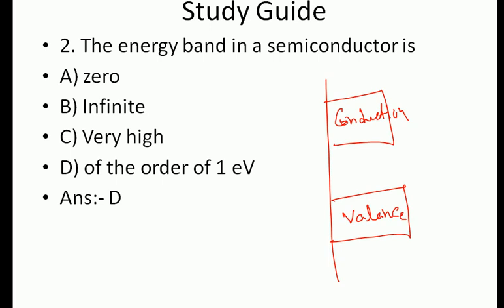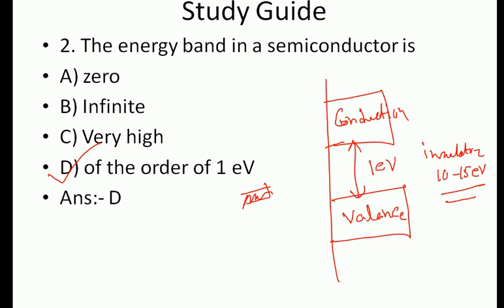An electron can conduct current when it is in the conduction band. In a metal, the conduction and valence bands overlap each other, but in a semiconductor there is a gap, almost 1 electron volt. For an insulator, it is around 10 to 15 electron volt, and maybe much higher than that. So the energy gap in the insulator is 10 to 15 electron volt, whereas for a semiconductor it is of the order of 1 electron volt. So this will be the answer.